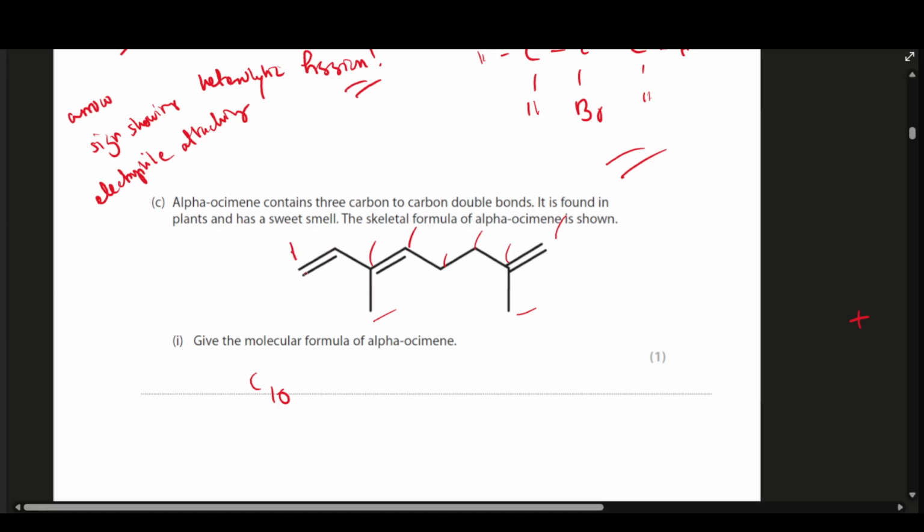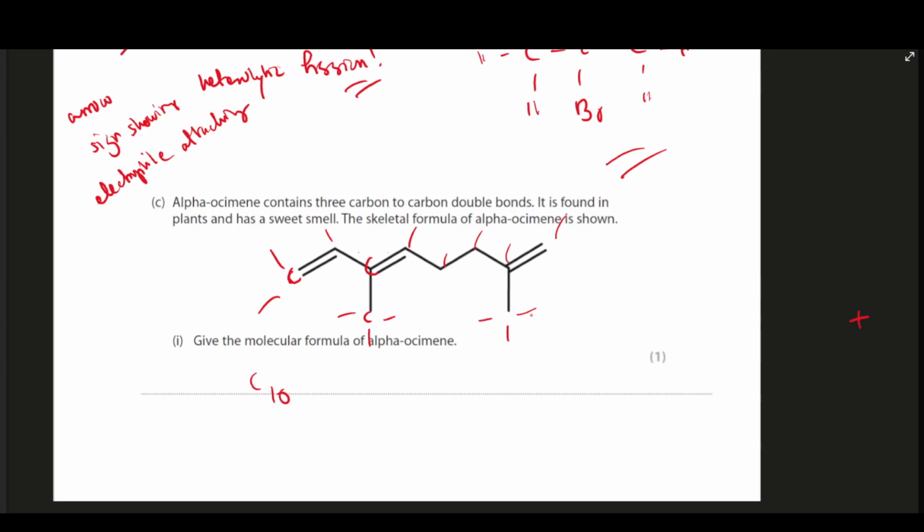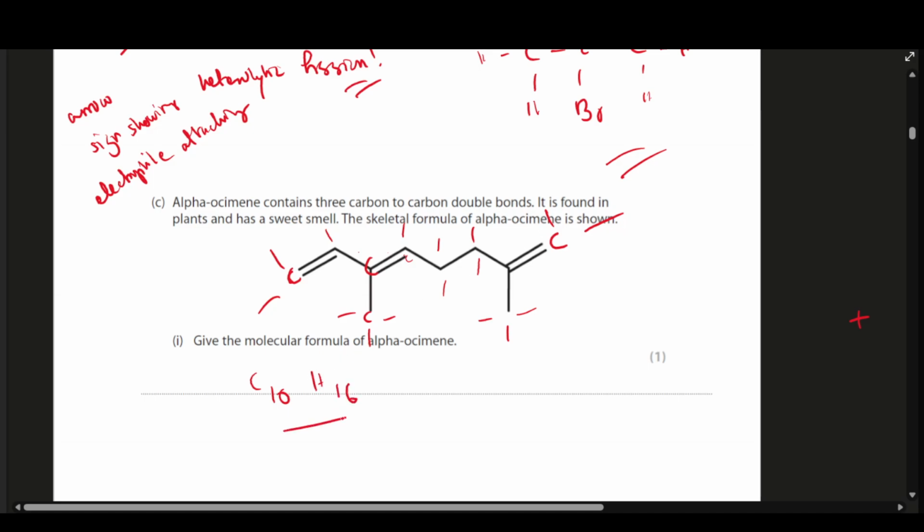And then we just need to check out the number of hydrogens, right? So we have what? If you draw here, 1, 2, 3, 4. No, no, no, there's nothing here. 4, 5, 6, 7, 8, 9, 10, 11, 12, 13, 14, 15, 16. So there are 16 hydrogens. That's the answer. Did you guys get that?